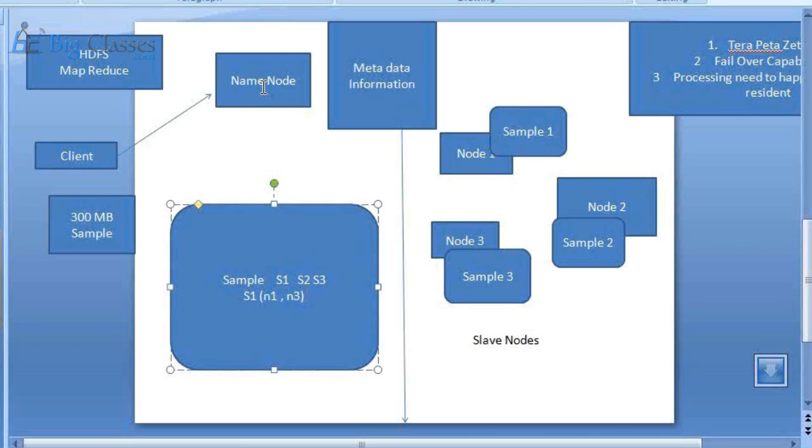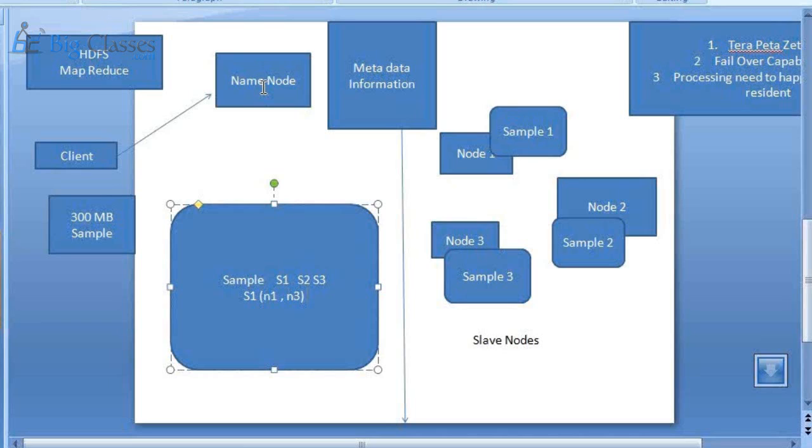That means there is also a rule: the replication factor should be less than or equal to the number of data nodes available in that particular cluster. That is the major baseline that we maintain for the replication factor.